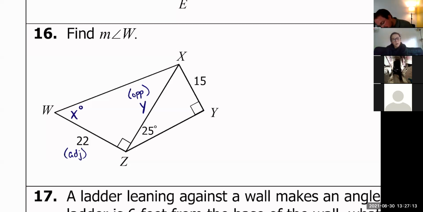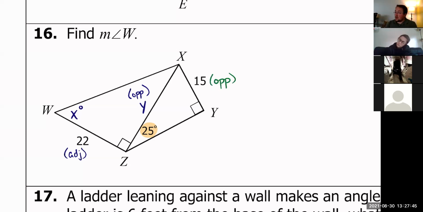Now, here's the problem, though. I need to jump over to this triangle to be able to figure out what that measurement is. So we're in luck here. We have an angle. With respect to that angle, what do we have? We have a leg, that 15. Is that opposite or adjacent? Opposite. So notice the slight color change here, just so we don't accidentally mix our values together.